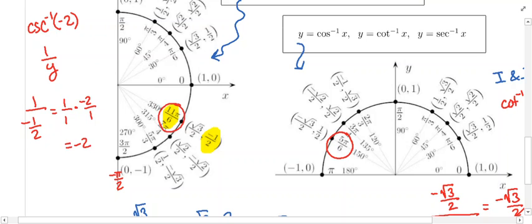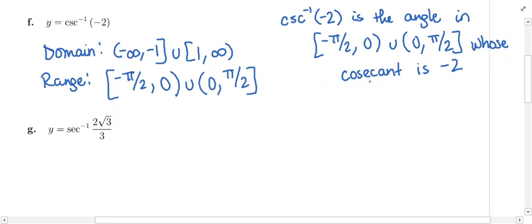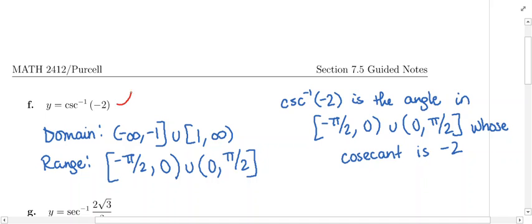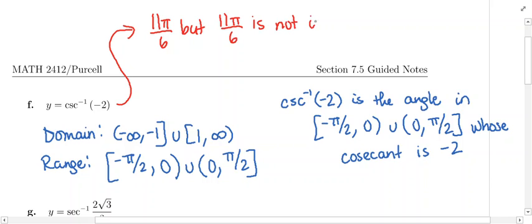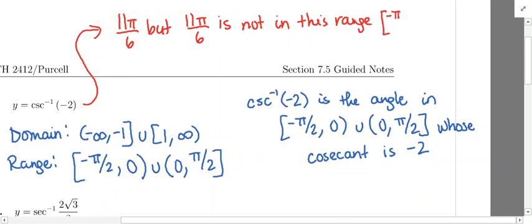So you can go ahead and write down 11 pi over 6, but that is not the answer. Why not? Because 11 pi over 6 is not between -pi/2 and +pi/2. It's not in this range. It looks from the unit circle that it's 11 pi over 6, but 11 pi over 6 is not in these intervals.